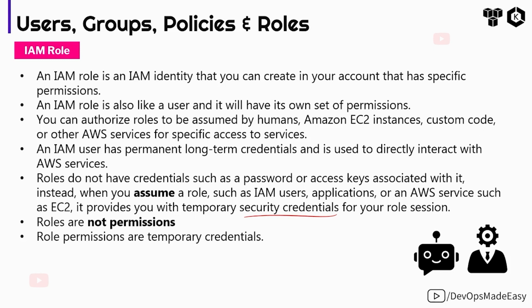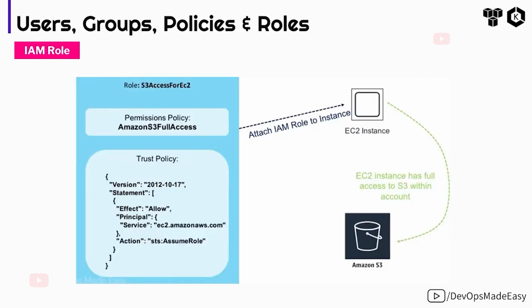And remember, roles are not permissions. Roles are just like your users. So permissions and policies are different. Here, roles will have temporary credentials. That's the main difference between an IAM user and a role. A user will have long-term credentials such as passwords, but roles will have temporary credentials managed by AWS. So this is one of the roles. If you see the role, it is allowing access to the EC2 service within AWS.